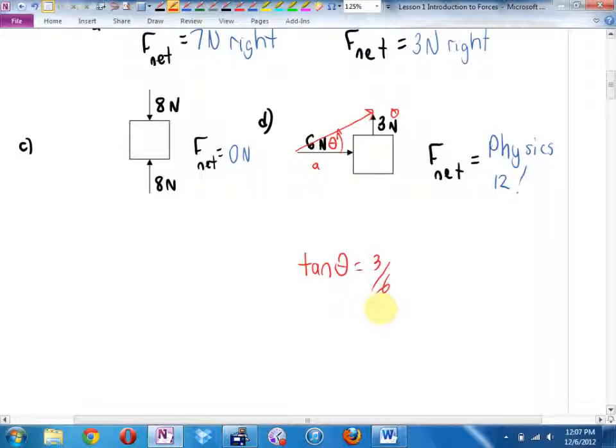What you're doing is you're adding vectors, and you're going to learn, we will do some of this later on this year. You'll learn that we add vectors by drawing them tip to tail and doing triangles.